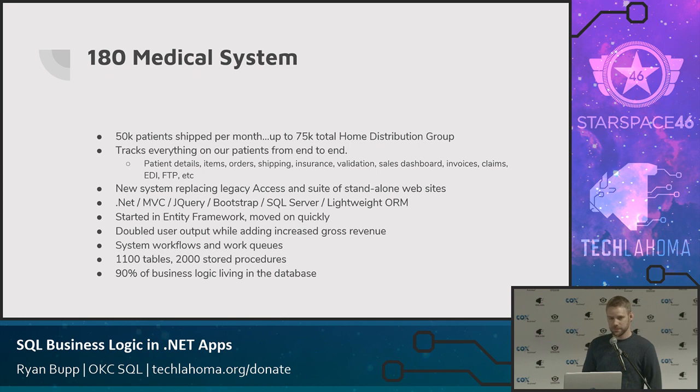So every month we ship 50,000 patients out of our warehouse and some external warehouses. We're in the middle of a migration process where we're actually taking patients from some of our sister companies that are owned by our parent company and pulling them into our database. So we'll be at about 75,000 patients shipped every single month when that is all done, which should be pretty early after the first of the year, maybe spring.